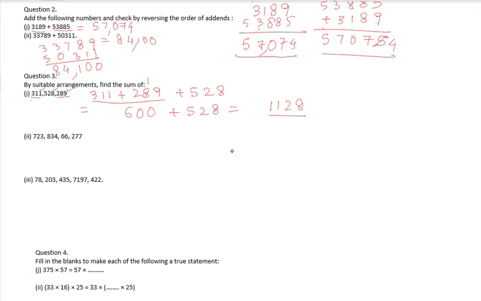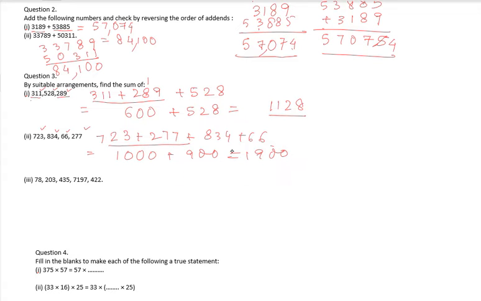1128. The next is, if you see 3 and 7 add up to 10, and 4 and 6 add up to 10 again. So the arrangement would be 723 plus 277 plus 834 plus 66. The addition of the first two: 7 plus 3 is 10, 1 carry, again 10, 1 carry, this is 1000, plus 834 plus 66, which is 900. So my answer is 1900.